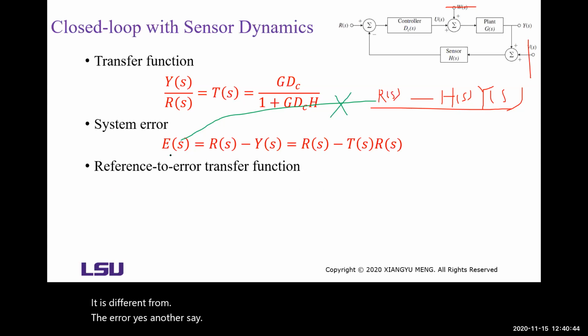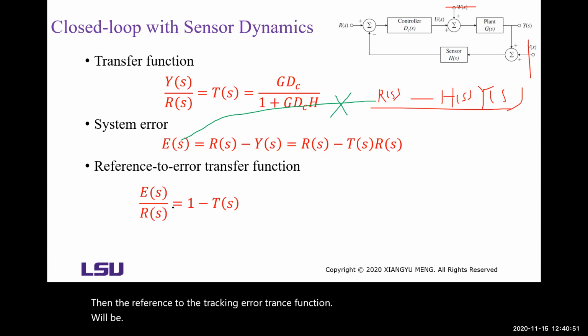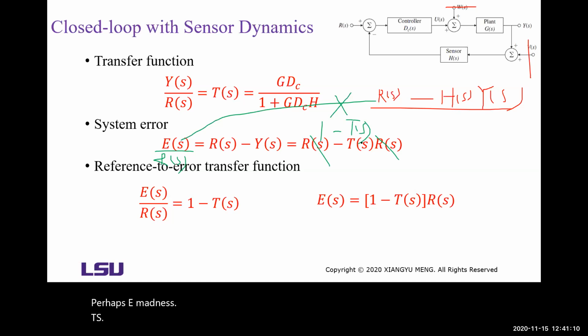Then the reference to the tracking error transfer function, E(s) over R(s), will be 1 minus T. So we divide R(s) on both sides, and we have E(s) over R(s) equal to 1 minus T(s). Then we have E(s) is 1 minus T(s) times R(s).